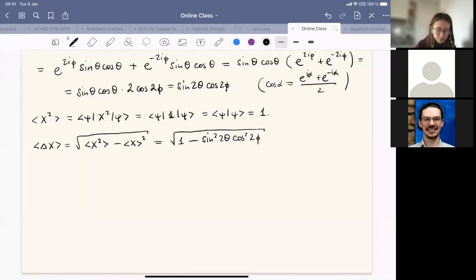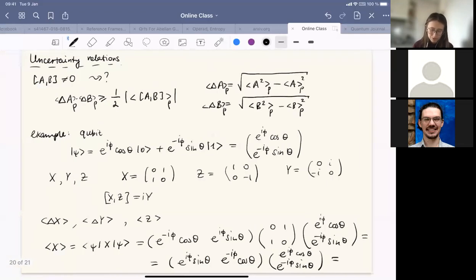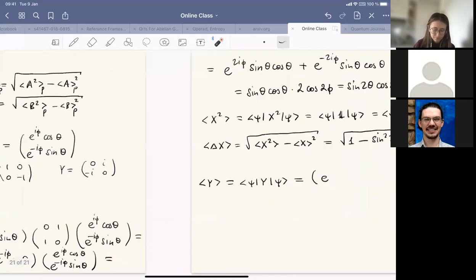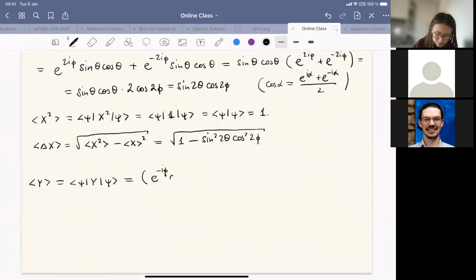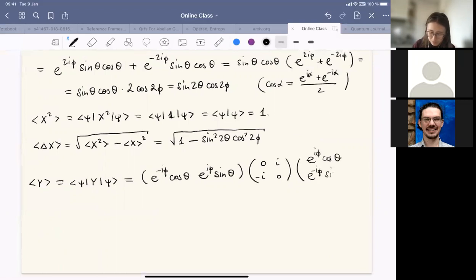Okay, now we do the same procedure, but for the operator y. So for y, the average of y would be psi y psi. Again, I write this out in matrix form. So I write the same line vector, here I write the y, and here I write the same column vector. So I have e to the power minus i phi cosine theta, e to the power i phi sine theta. I write the operator y. And then I write the column vector e to the power i phi cosine theta, e to the power minus i phi sine theta.